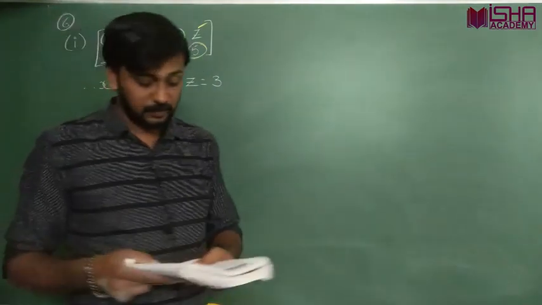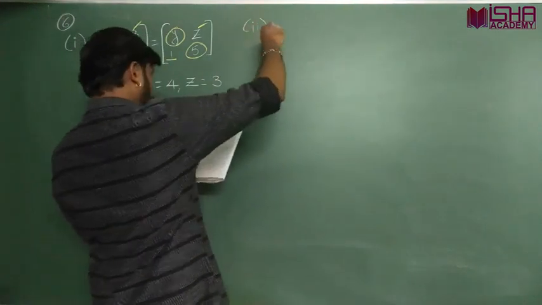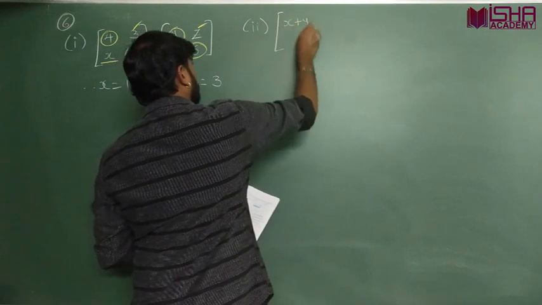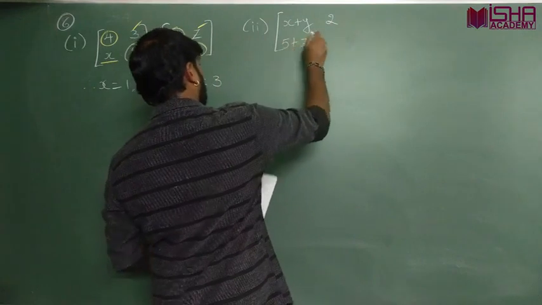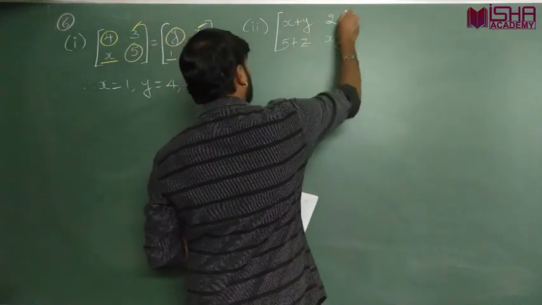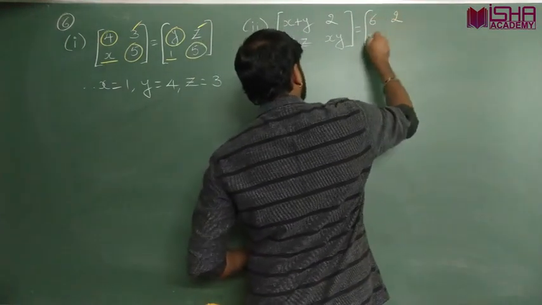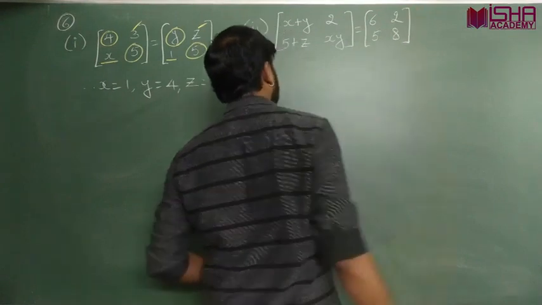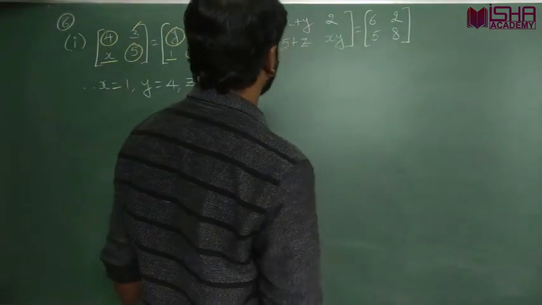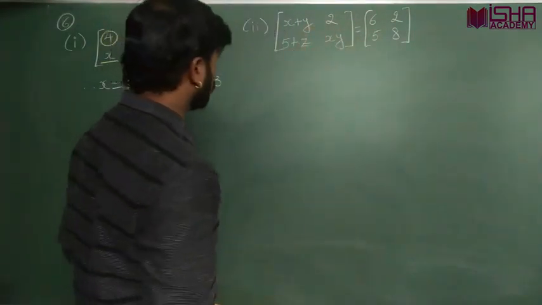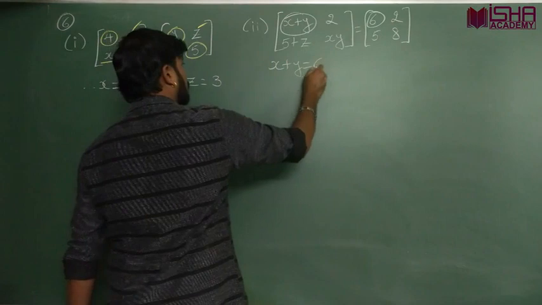So under that, second question: the matrix [x+y, 2; 5+z, xy] equals [6, 2; 5, 8]. So here you have to equate. Again, 2 cross 2 matrices, so you can equate. So x plus y should equal 6, right? So x plus y equals 6.